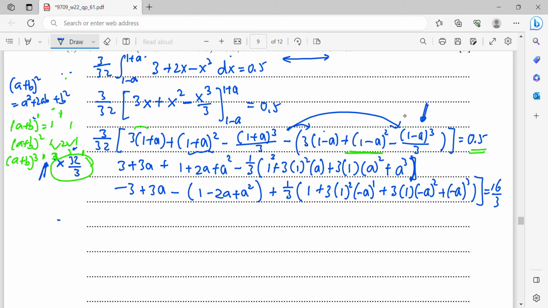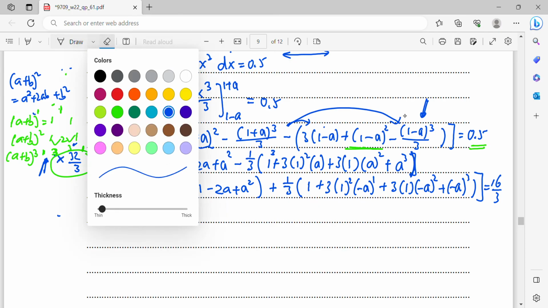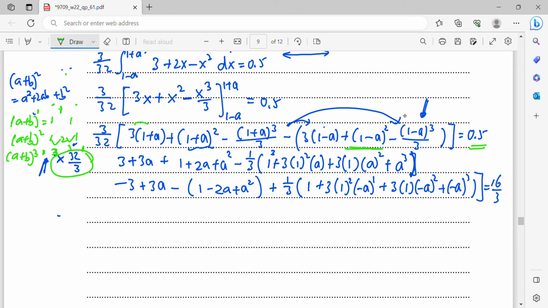Okay, so now open all the brackets and do this and simplify the answer. So here I will get 3 plus 3a. Okay, then probably I can just simplify all this first. See here 3. Here is 1. So 4. I will write 4. Then the 3a plus 2a, it will be 5a. Then plus a squared.